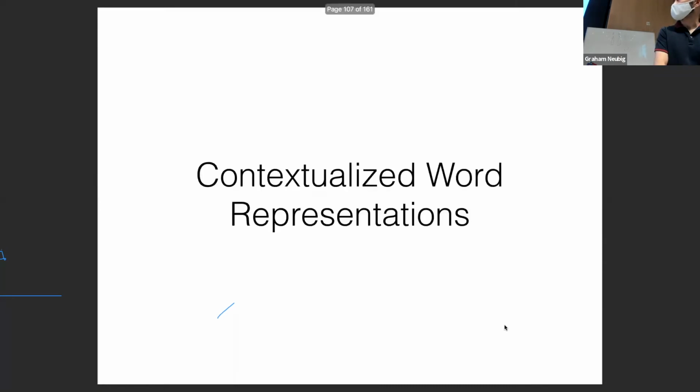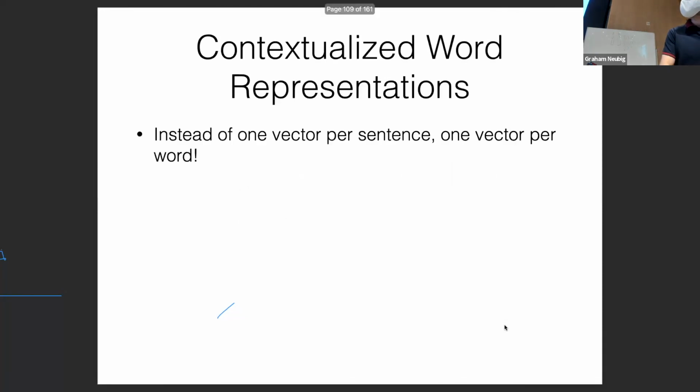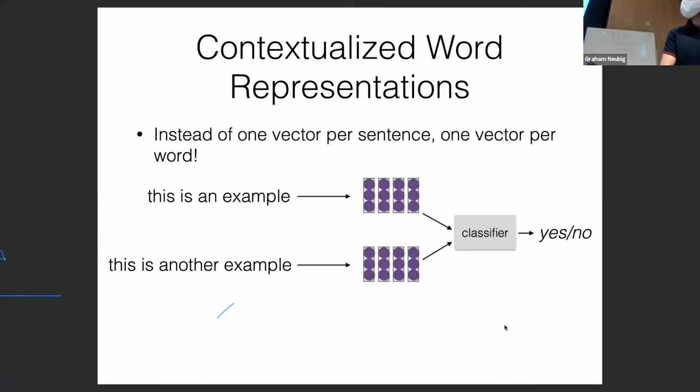This is also an important part, so I definitely want to cover it. It's on contextualized word representations. Contextualized word representations are basically, instead of one vector per sentence, we have one vector per word. And these can be used in many different ways. One way, for example, would be to calculate one representation for each word here, one representation for each word here, feed these vectors into a classifier and say yes, no. You could also use it for tagging, whatever other task you want.